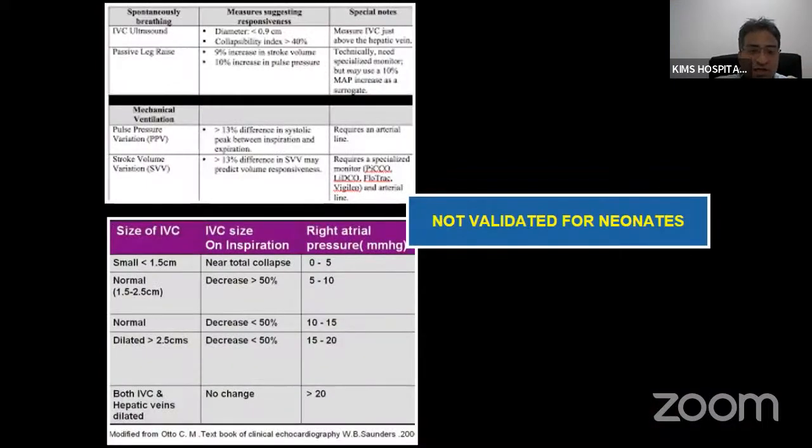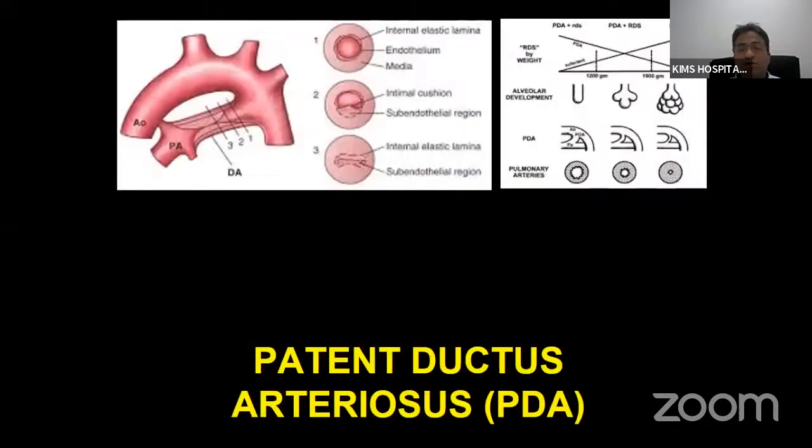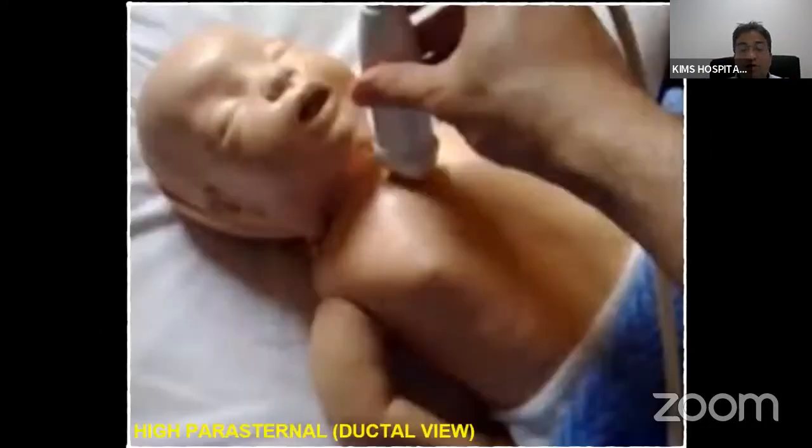But there are so many other things which we can tell for the infant, but they are not validated for the neonate. You can extrapolate: when the IVC is near total collapse, your RAP is only 5; up to 50% decrease, CVP is 5 to 10; less than 50%, that means 10 to 20; no collapsibility means CVP is more than 20. And that is a separate thing: more than 13% or 9% difference with leg raise or change in position, depending on whether the patient is on a ventilator or not. Now the PDA.